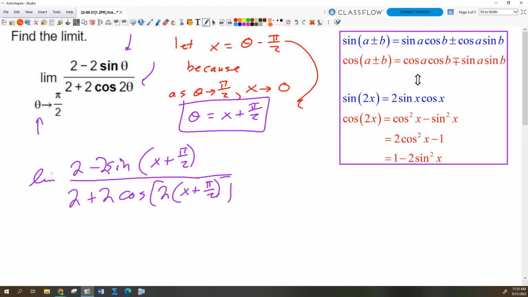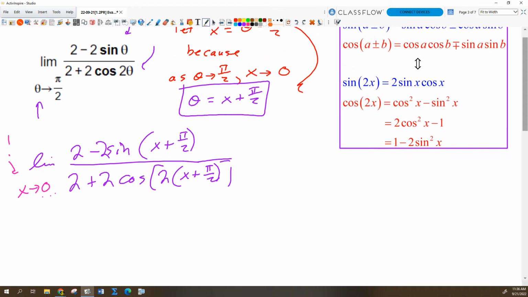But look what happens to the value we're approaching then. As theta approaches pi halves, x approaches 0. That's important, right? And now we just have to simplify that whole thing, which is just a bunch of trig stuff.